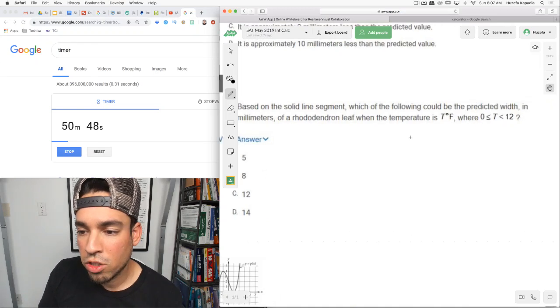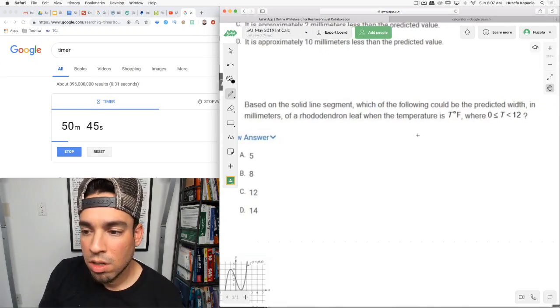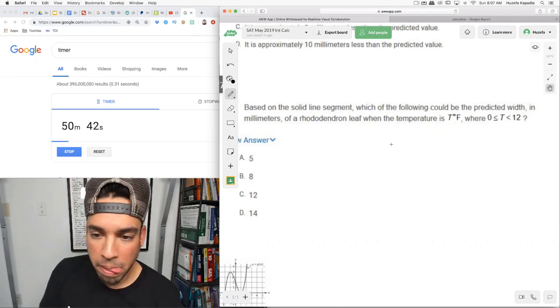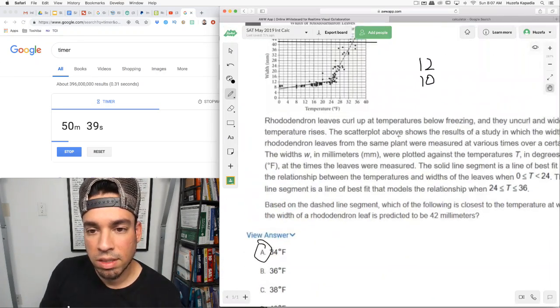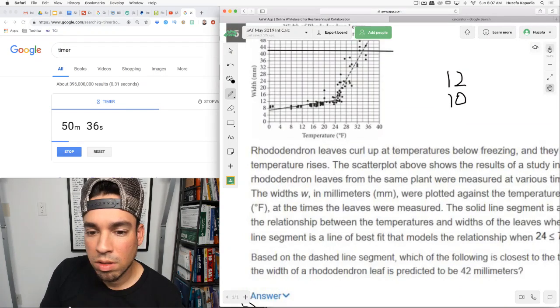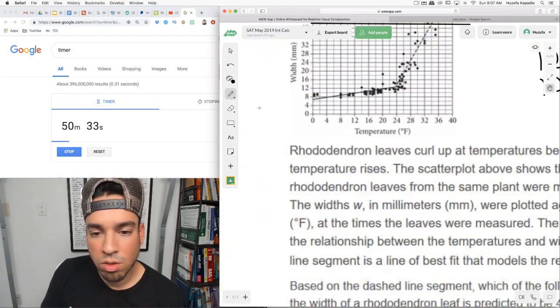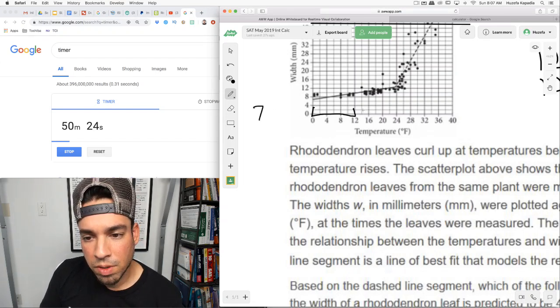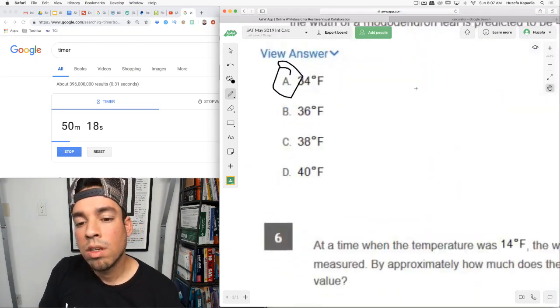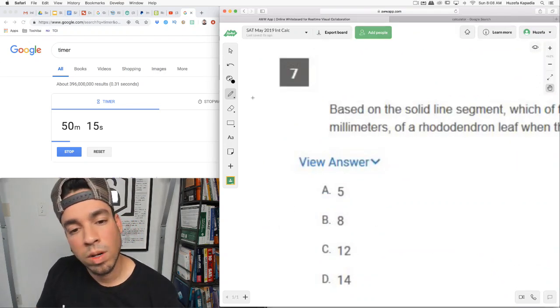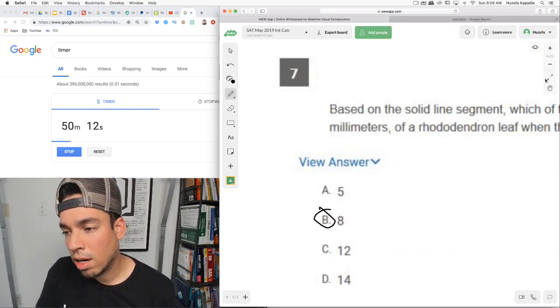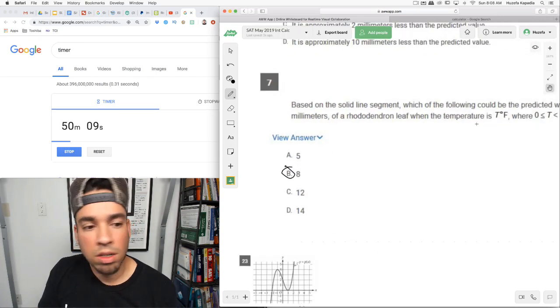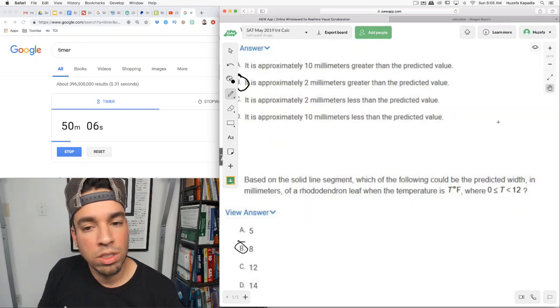Another one. Which of the following could be the predicted width in millimeters when the temperature is between 0 and 12? So it's in this zone from here to here. It could be anywhere from maybe 7 up to 10. So somewhere in the 7 to 10 zone. Right there, 8. This is too low. These are too high. All right, done. So we've done 7 questions in about 5 minutes.